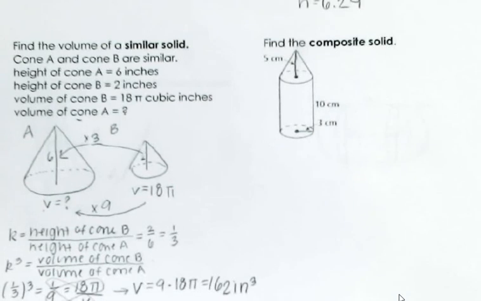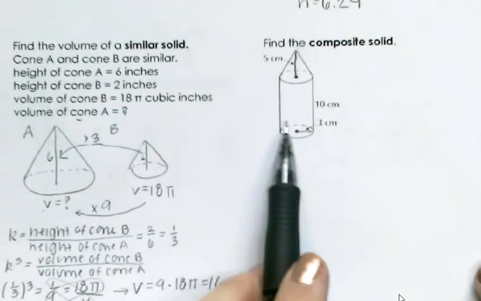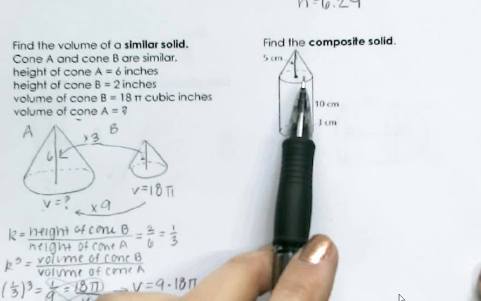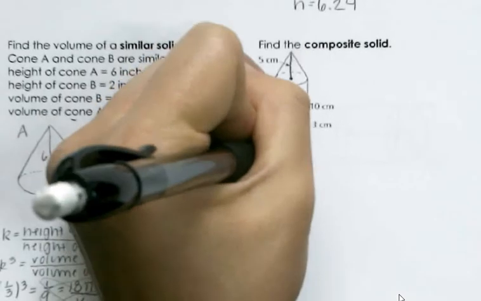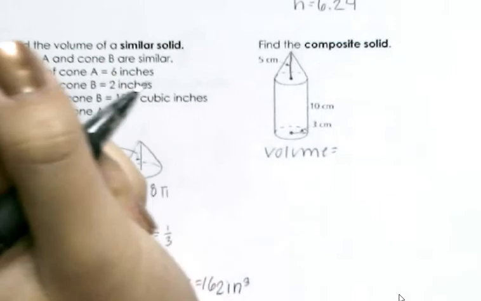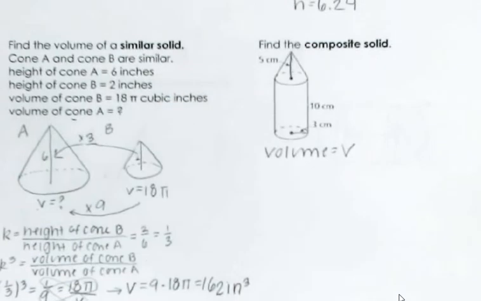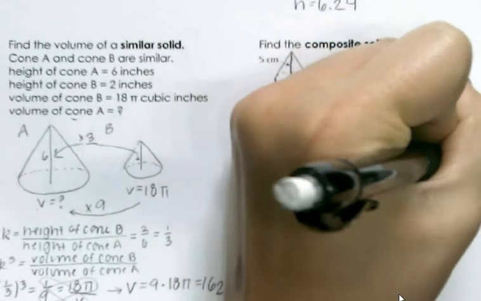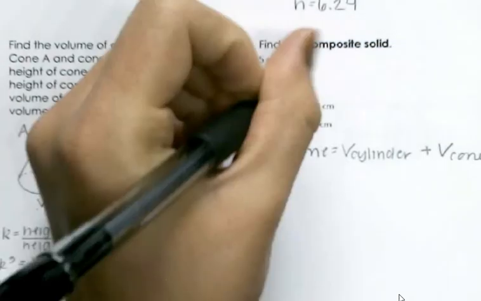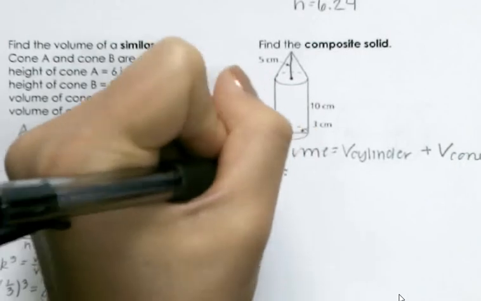Okay, composite solid. All that means is that it's made up of 2 or more solids. So here you can see we have a cylinder, and then we have a cone resting on top of it. So if we want to find the volume of the composite solid, we have to take the volume of the cylinder plus the volume of the cone. So volume is equal to V of cylinder plus volume of cone.